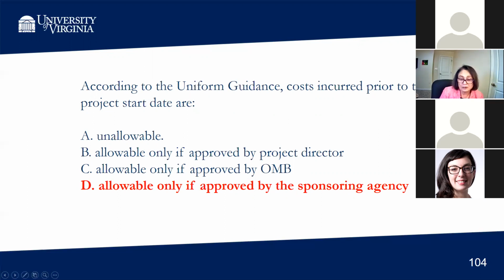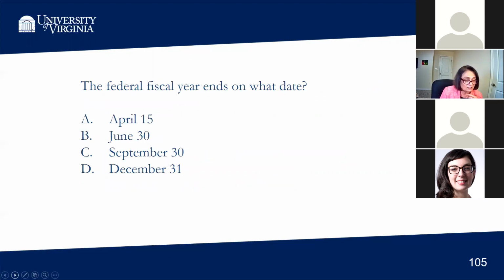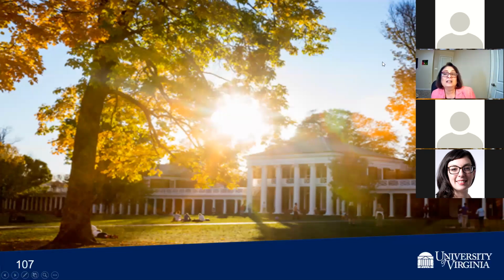I'm going real quick because I want to give you all some time to ask questions. So according to the Uniform Guidance, costs incurred prior to the project start date are allowable only if approved by the sponsoring agencies. So what is the end date of a federal fiscal year? I think we all know that. It's September 30th.